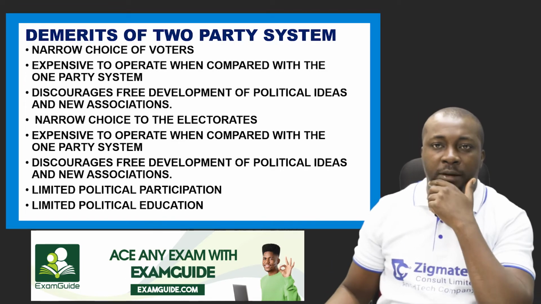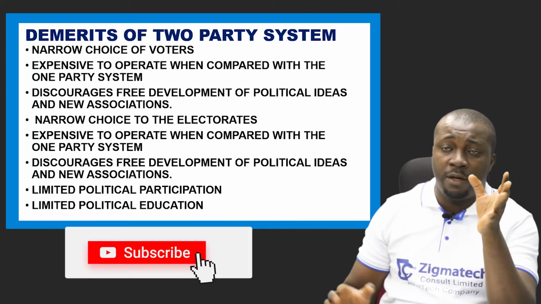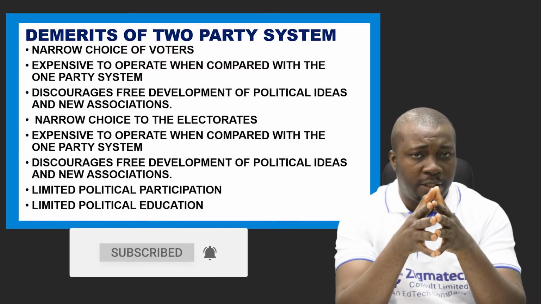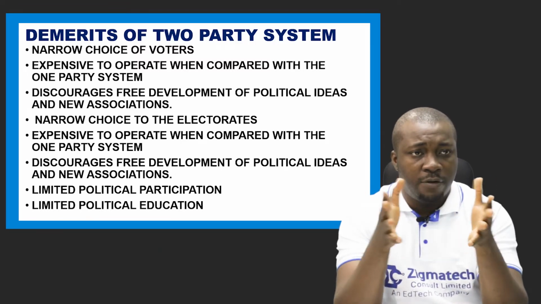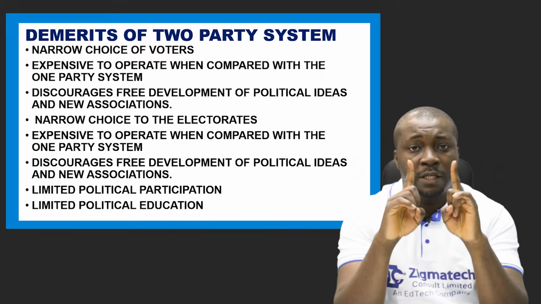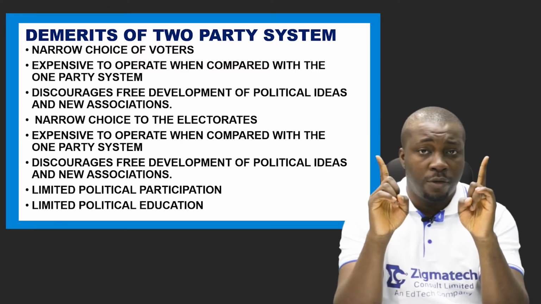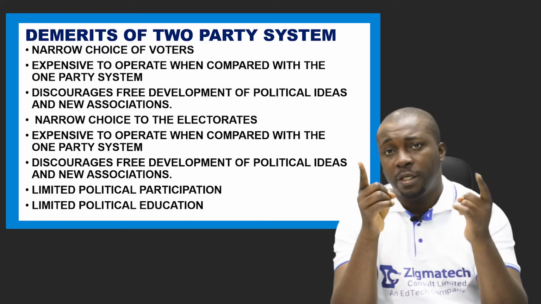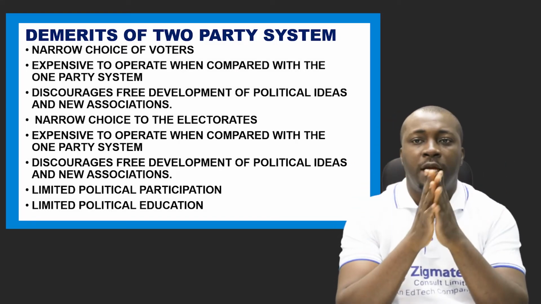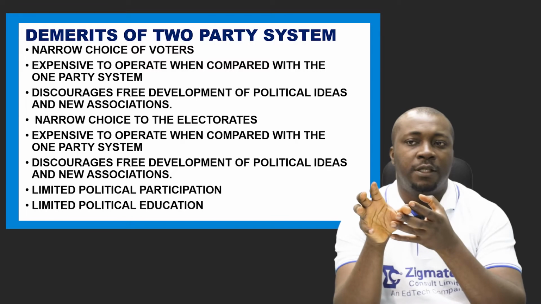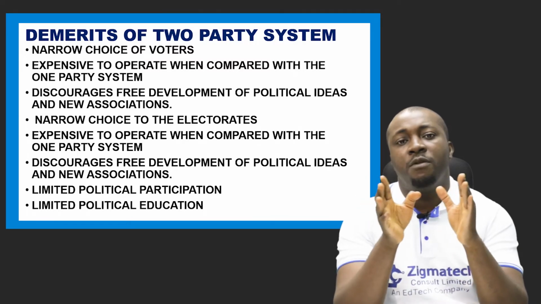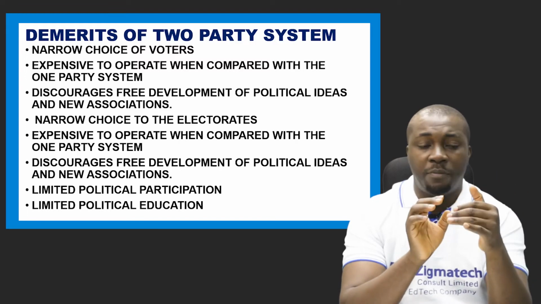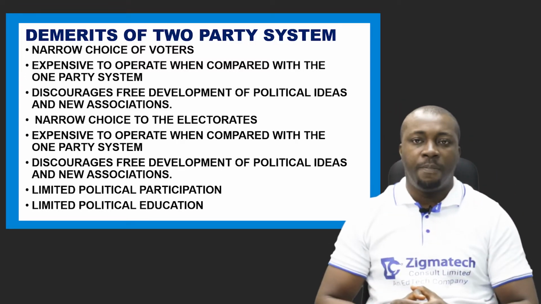Now let's look at the demerits. What are the problems associated with two-party system? One, it narrows the choice of voters. It narrows because it limits the choice of voters to just two political parties, two manifestos, two ideologies. So it narrows their choice. It is also relatively expensive to operate, especially when you compare it with one-party system. One-party system is cheaper than the two-party system.